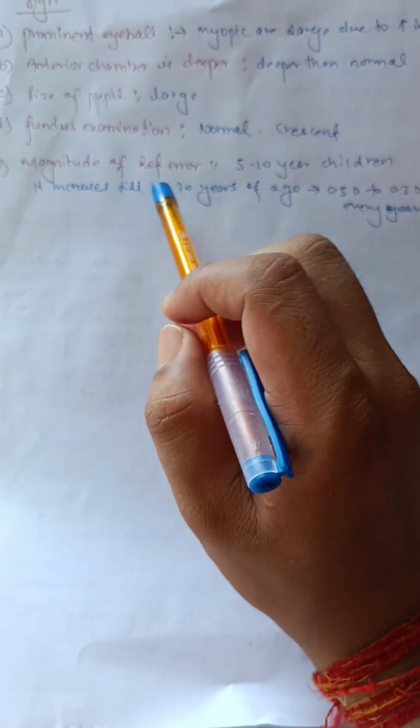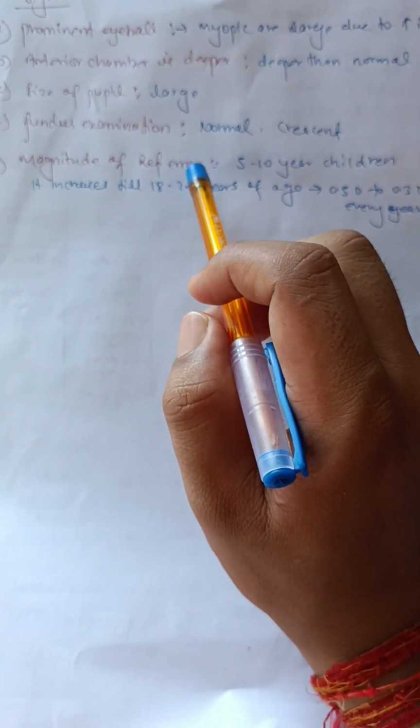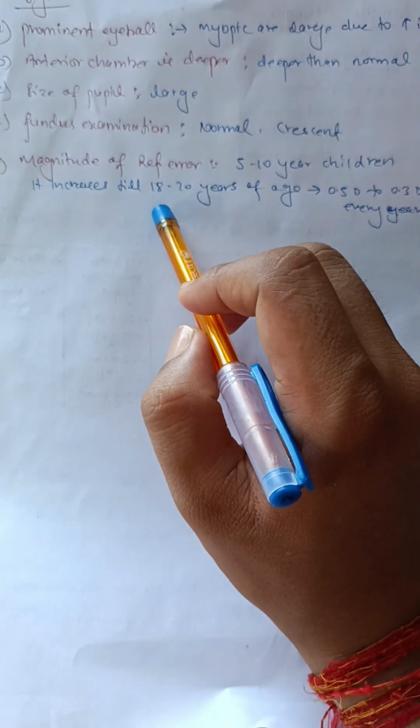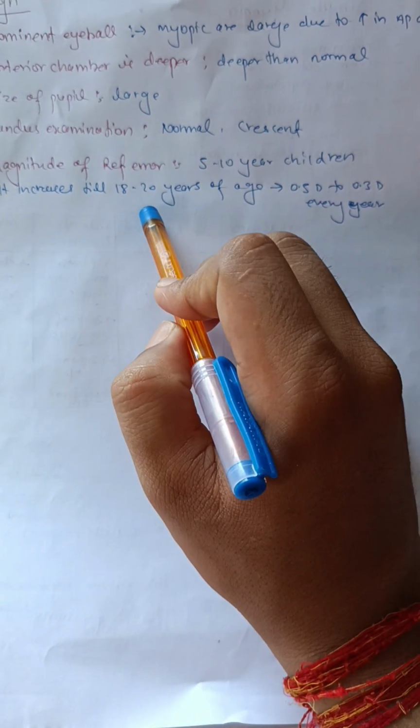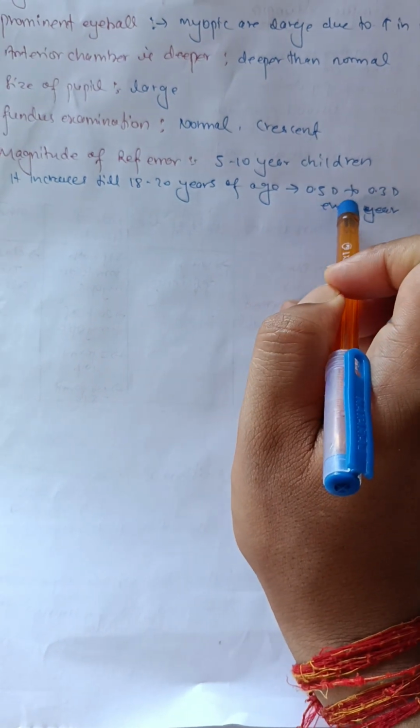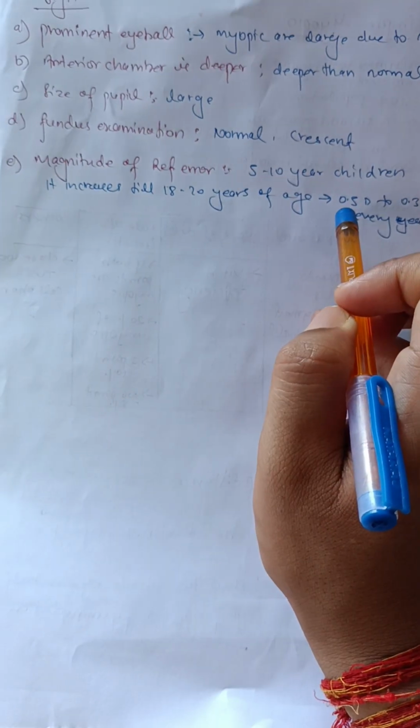And magnitude of refractive error: generally in 5 to 10 year children, it increases till 18 to 20 years of age, and there is increase of 0.5 to 0.3 diopter of refractive error every year.